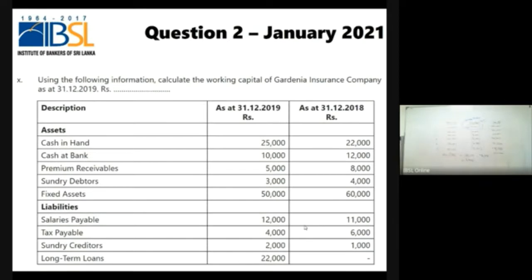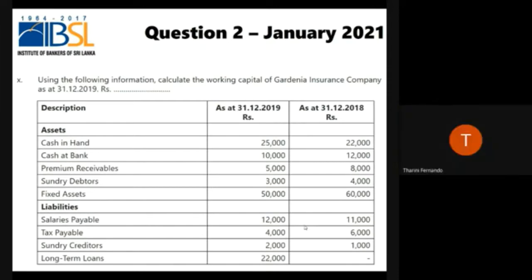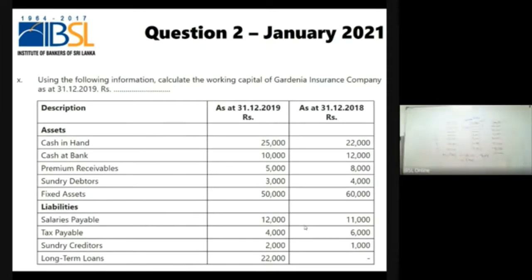2019. So what is working capital? I explained at the beginning. What is working capital? Working capital is current assets minus current liabilities. So find out what are the items that will come under current assets and what are the items that come under current liabilities. That's all.